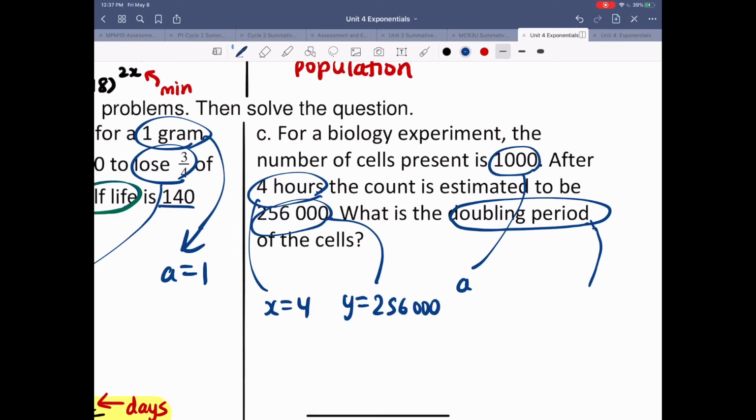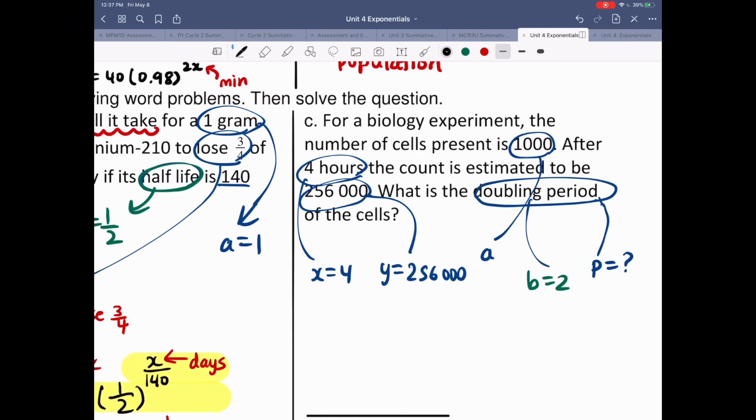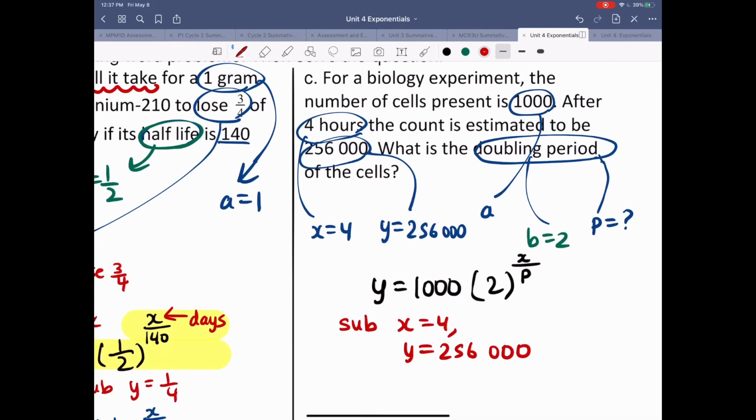And what is a doubling period? So they're giving me 2 pieces of information by that. It's asking me the P, and it's telling me my B is equal to 2. So let's set up the equation. So we have y equals initial amount is 1,000. My b value is 2. I'm going to leave again x as blank, and I don't know what my p is. That's my initial setup of the equation. At this point, I'm going to sub a coordinate, sub x equals 4, and y is equal to 256,000, and I'm going to solve for p.